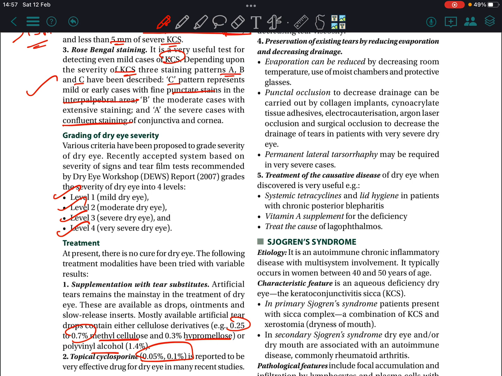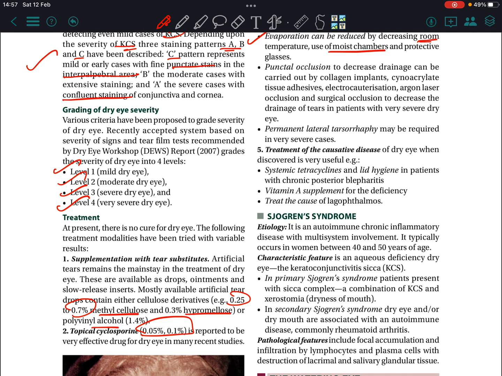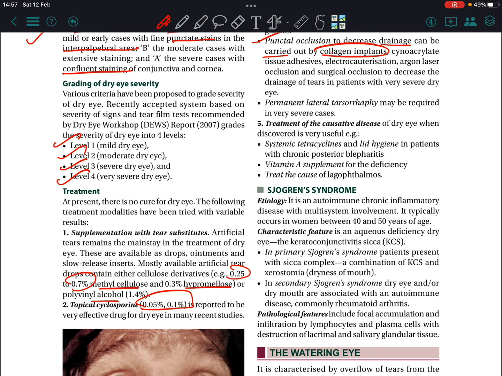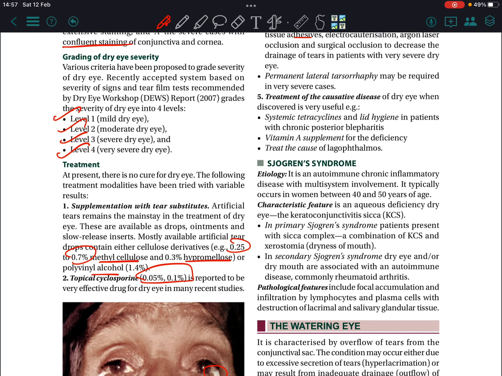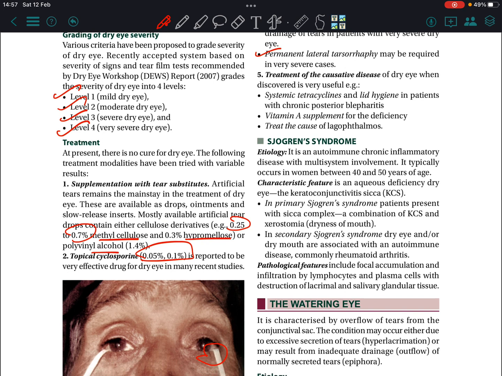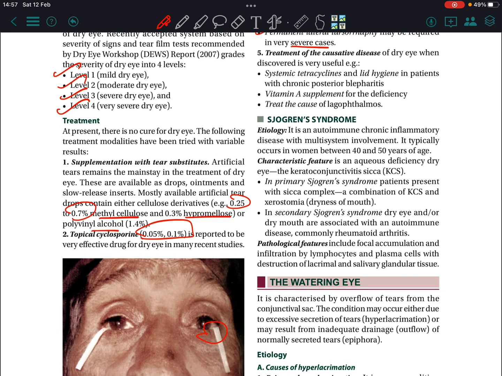Preservation of existing tears by reducing evaporation: decreasing room temperature, use of moist chambers, protective glasses. Punctal occlusion to decrease drainage can be carried out by collagen implants, cyanoacrylate tissue adhesives, etc., or electrocauterization. Permanent lateral tarsorrhaphy may be required in severe cases. Treatment of causative disease: Sjogren syndrome. Vitamin A supplement. Treat the cause of lagophthalmos.